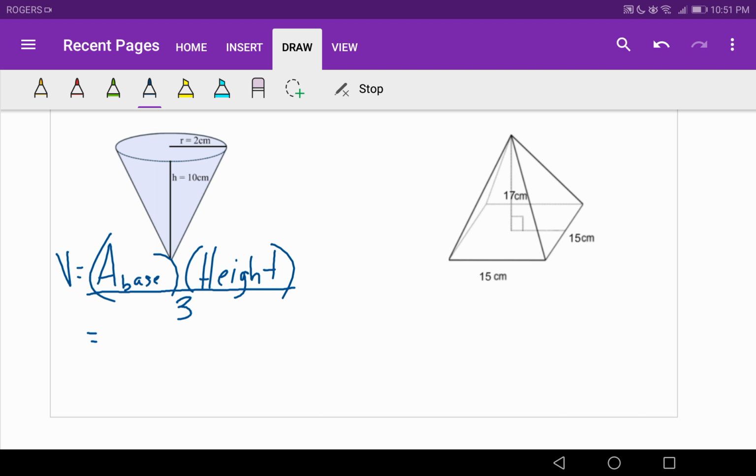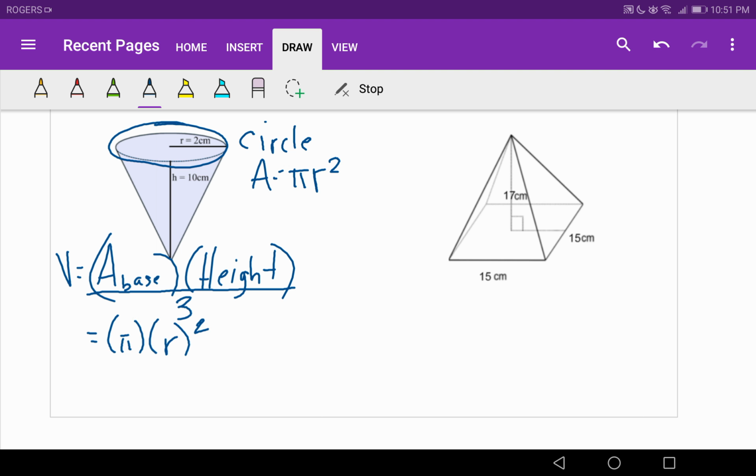Well, my area of the base is still, so this is my base here, it's still a circle. What's the area of a circle? Pi r squared from the last question, right? We don't have to check the formula sheet again. We know that it's pi r squared. So let's replace area of the base with pi times r squared. And instead of the word height, I'm just going to use the letter h and then divide it by 3.